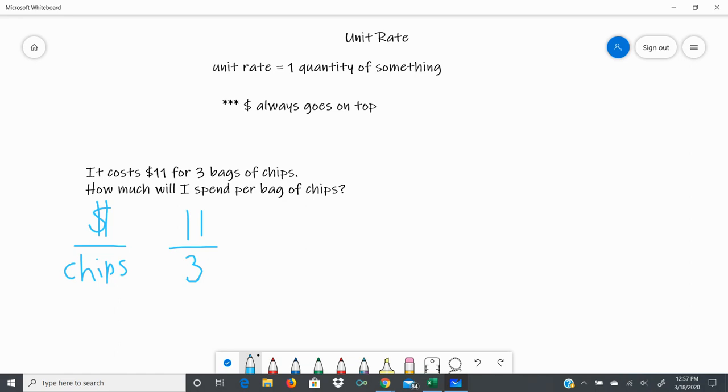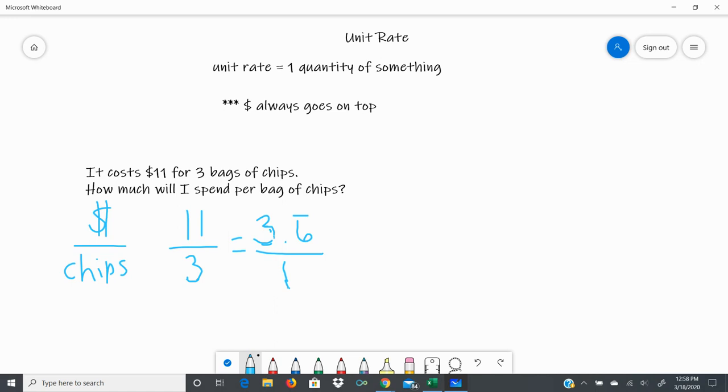So in my calculator, and you should have one, you can access it on Google, you can use your cell phone, 11 divided by 3 is going to get me 3.6 repeating. Now, what is it that we're really looking at here? 3.6 what? When we set up this ratio, remember what we're looking for is a unit rate. So we're looking for a denominator of 1 here. What I'm looking at is 3.6 repeating dollars per 1 bag of chips.